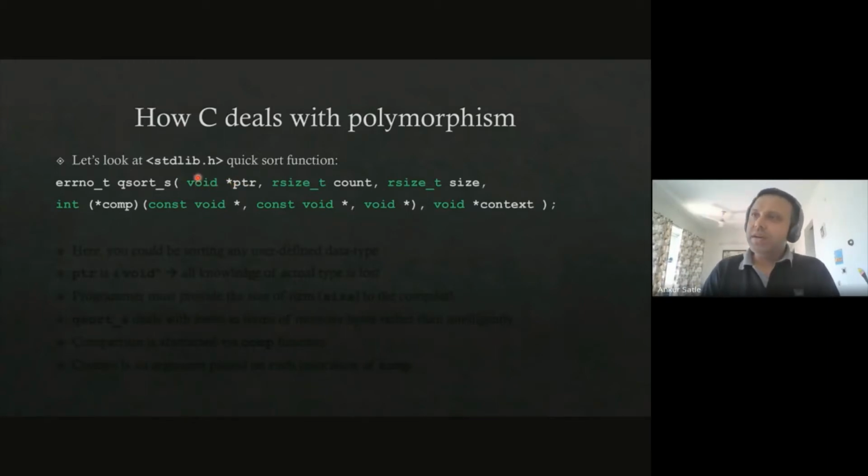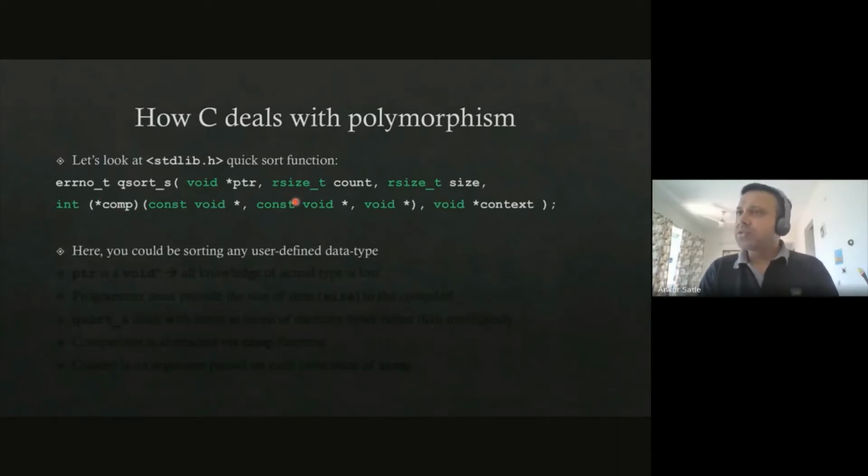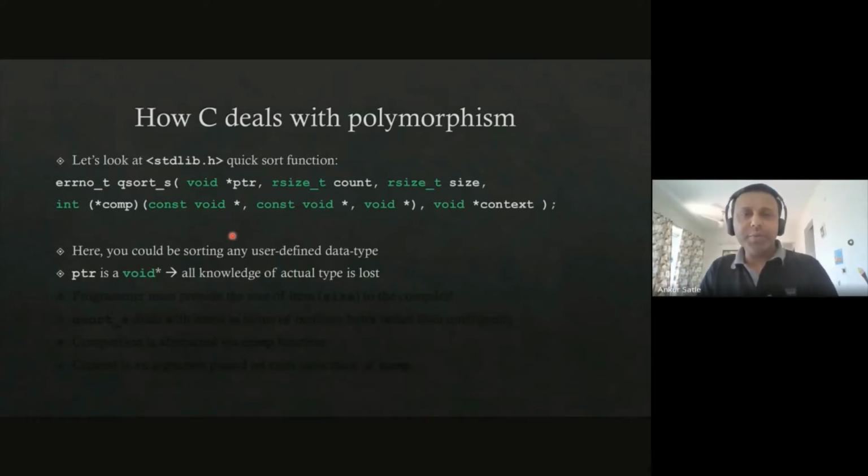It is obscured into this void pointer, and then there is a count and size. There is a comparison function. So for sorting any user-defined type, you have to convert your data type into a void pointer.